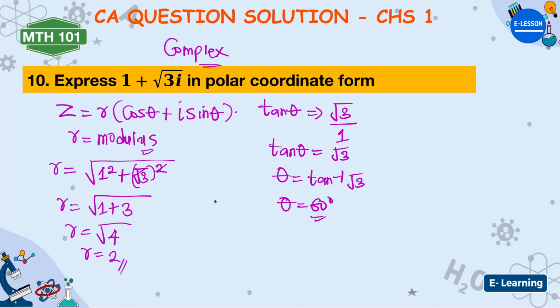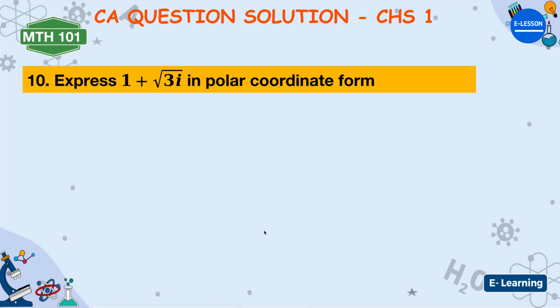We've gotten our theta, we've gotten our r. So the polar form of this vector, of this complex number, will be r is 2, then cos theta, 60 degrees, plus i sine 60 degrees. This is the polar form of the vector. So you don't really need to do anything here. This is the answer to this question. Is that okay? Let us see the next one.